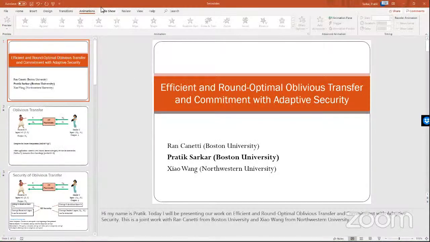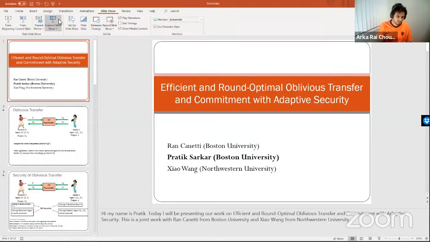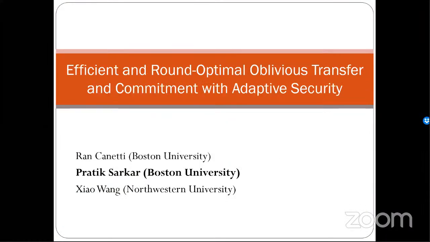Thank you, Arka. Okay, so the last talk of the session is on efficient and round optimal oblivious transfer and commitment with adaptive security, authored by Communicati, Pratik Sarkar, and Xiao Wang. And Pratik is going to speak. Over to you, Pratik.